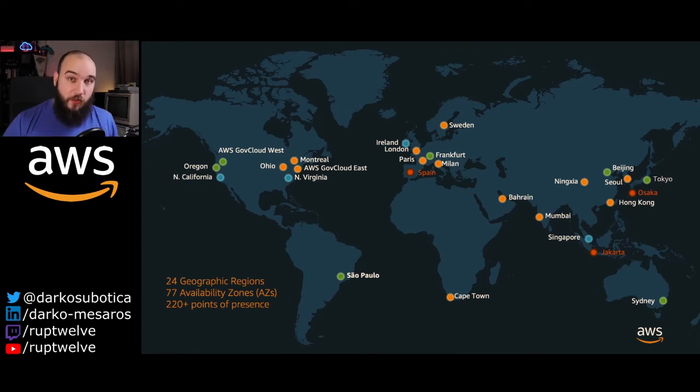Exactly. That's a lot of regions. AWS has 24 regions, 77 availability zones, and over 220 points of presence across the globe. So what this in essence means is we have a massive globally available architecture that helps to serve your application on a global level. So when I talk about availability zones and regions, what does that mean, Darko? What's a region? What's an availability zone?